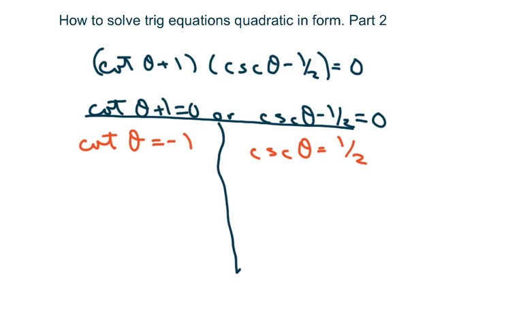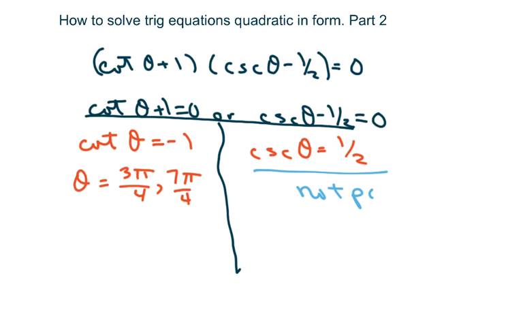Now, on the right side, theta equals 3 pi over 4 and 7 pi over 4. And on this side, the right side, this is not possible. So no solution here on this side. Therefore, our solution set will be 3 pi over 4, comma 7 pi over 4.